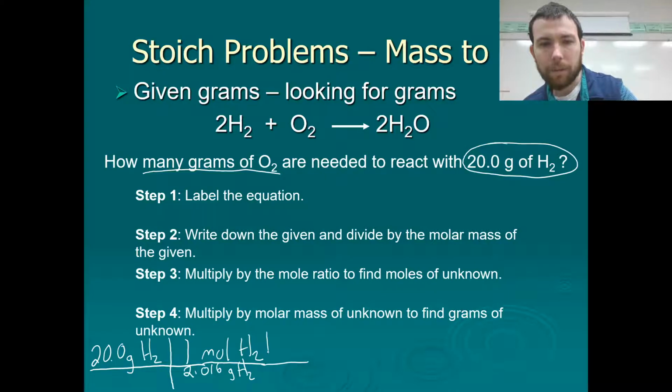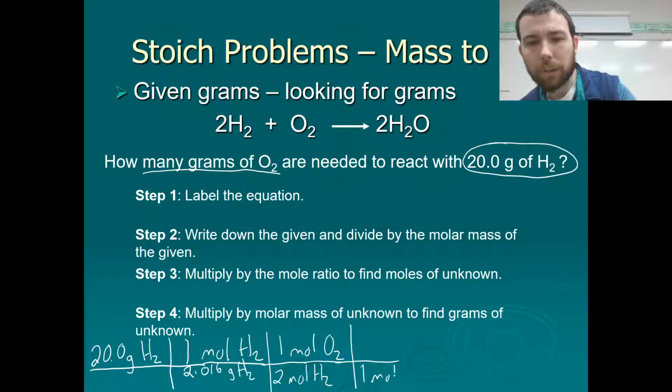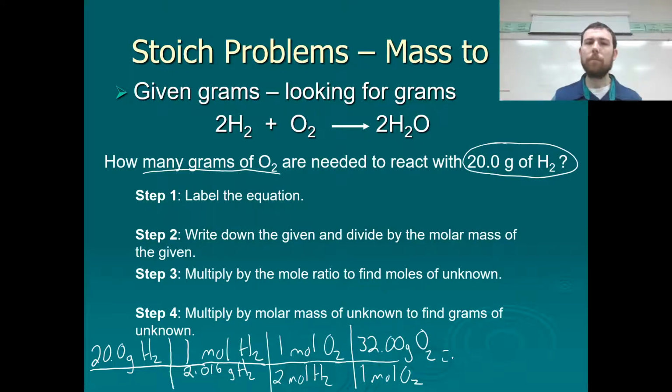Our next step is going to be to get to moles of oxygen. So we need to use the mole ratio. So we see that for every 2 moles of hydrogen, it reacts with 1 mole of oxygen. And then lastly, we need to get the grams of oxygen. So I've got 1 mole of oxygen, O2, has a molar mass of 32.00 grams of O2. And so now I can just solve 20 times 32 divided by 2.016 times 2.